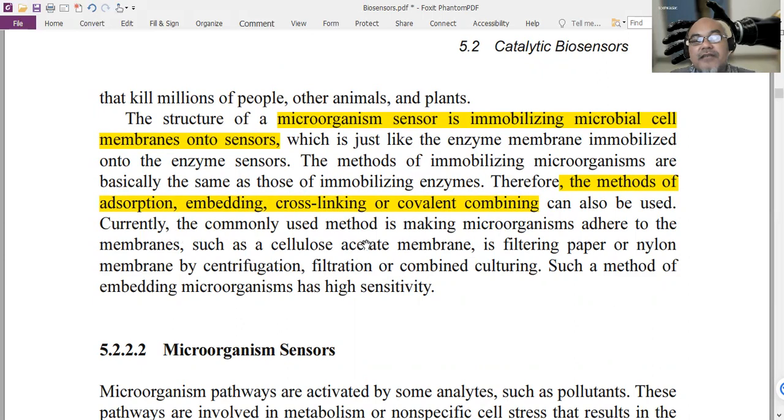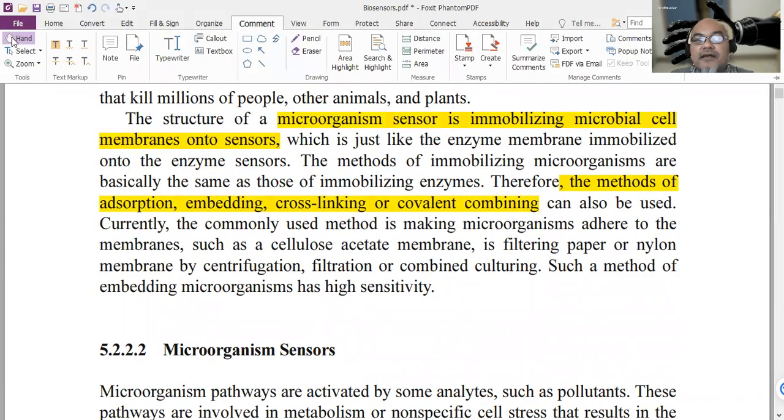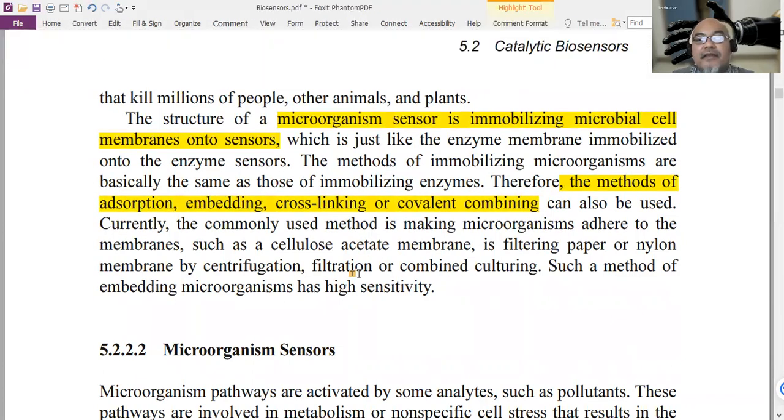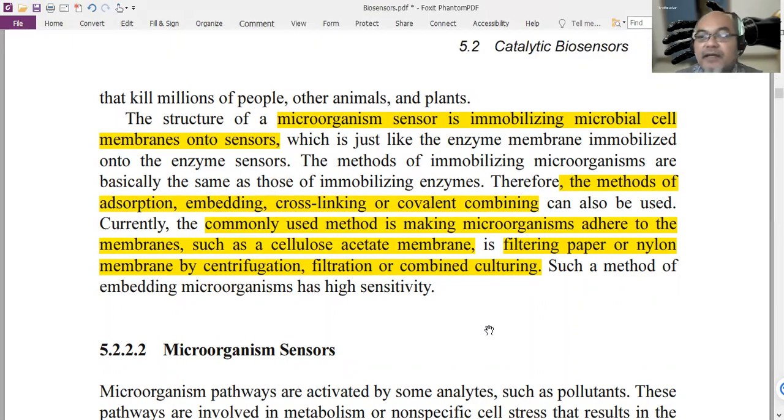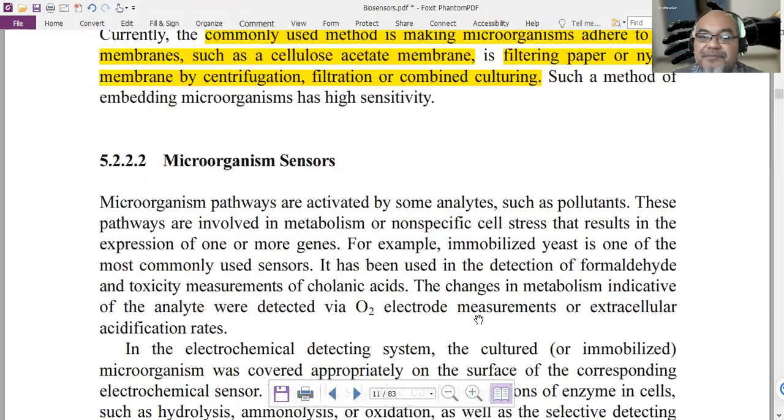So a commonly used method is making the microorganism adhere to a membrane, such as a cellulose-associated membrane, filter paper, or nylon membrane, by centrifugation, filtration, or combined culturing. And this can show high sensitivity. The only drawback, as I mentioned, is usually the response time.